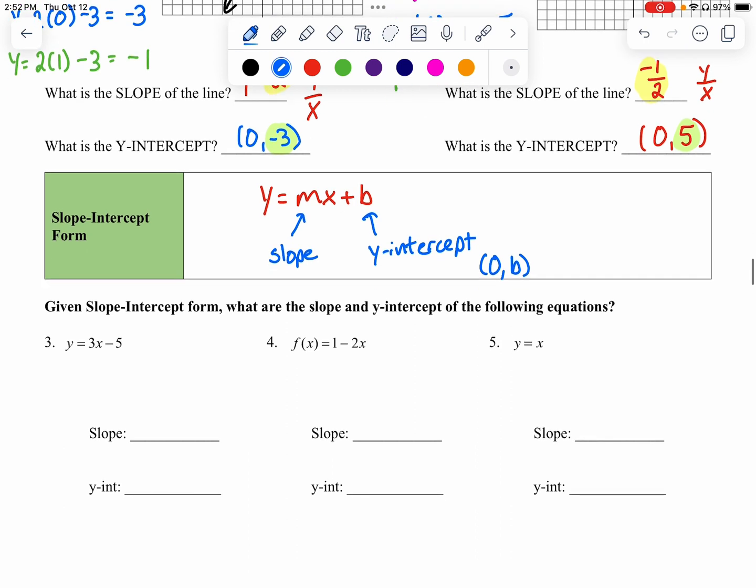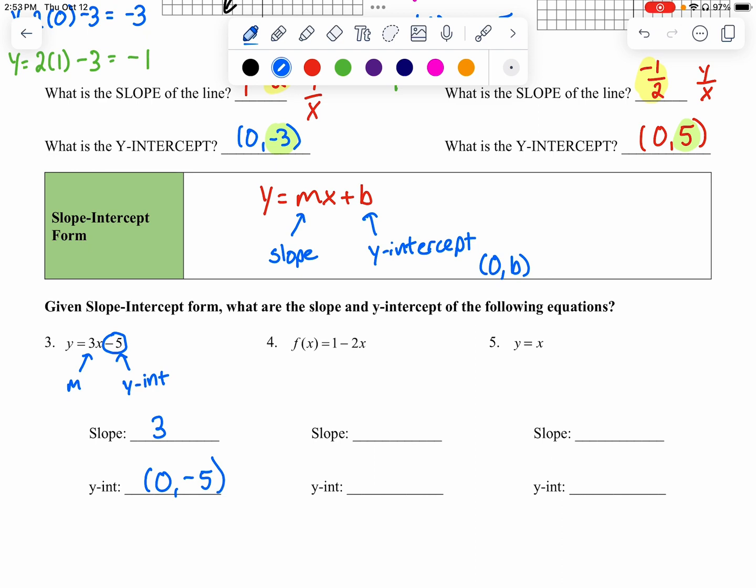So if we look at that in a few equations without even graphing them, we can just look at this equation and I can say, ooh, the number with the x, that's my slope. Ooh, the number behind it that doesn't have the x, that's my y-intercept. So for the slope, it's 3. And the y-intercept, be careful, if there's a minus sign, you're going to keep the minus sign. So we're going to write it as 0, comma, -5.